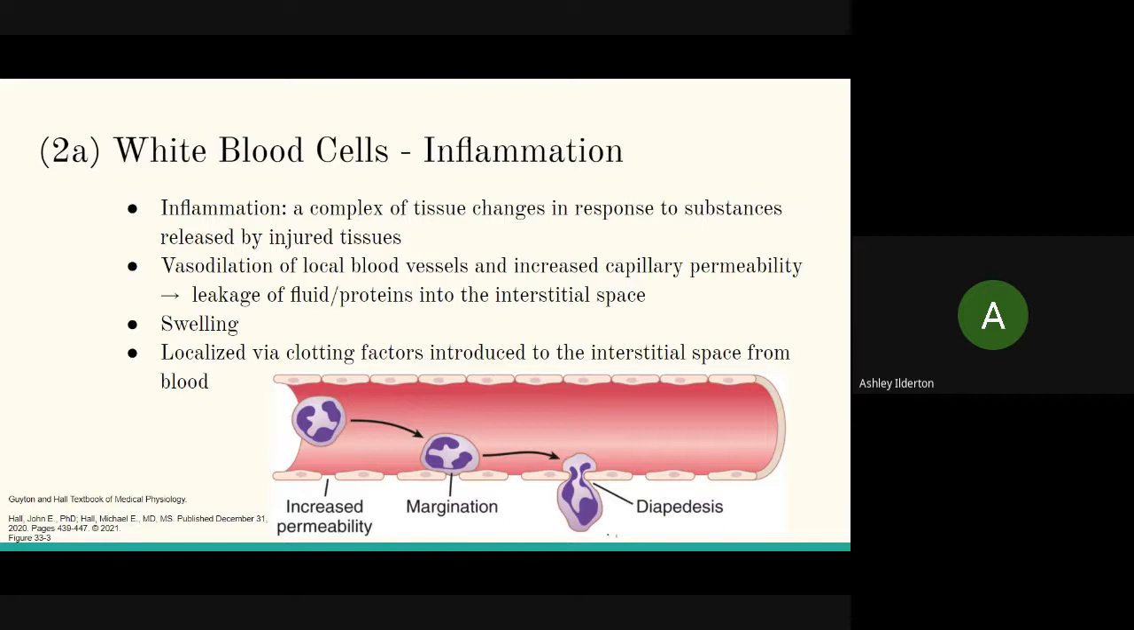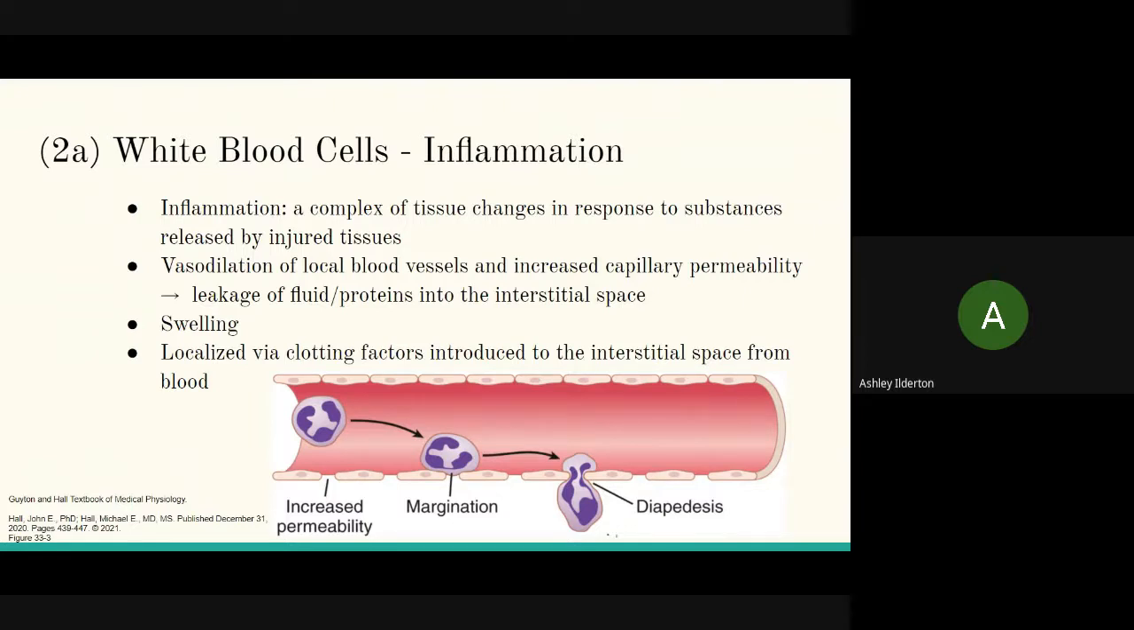So, inflammation is defined as a complex of tissue changes that happen in response to substances that are released by injured tissues or by antigen binding. So, inflammation will cause the vasodilation of local blood vessels, and by vasodilating, it also increases their capillary permeability. And so, this results in fluid and proteins leaking from the blood in the capillary to the interstitial space. And this is what can cause swelling and also the redness that is associated with inflammation.